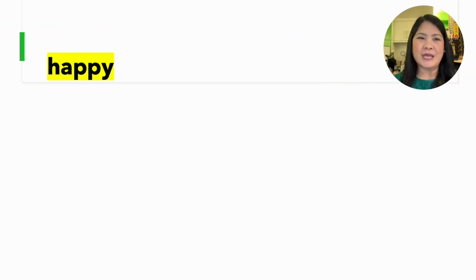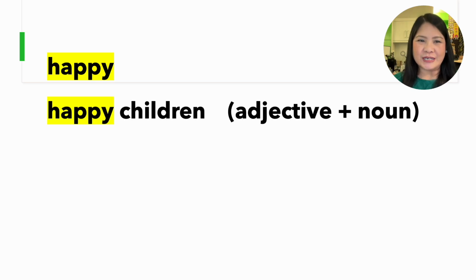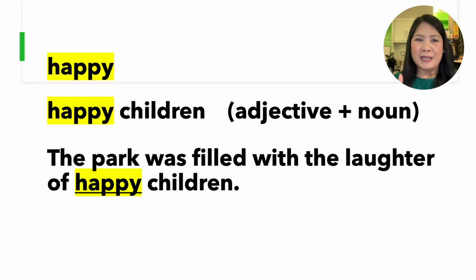For example, we have the adjective happy. Happy children. Usually, adjectives precede nouns. So we say happy children and we do not say children happy. Sentence: the park was filled with the laughter of happy children. So we have there happy children.